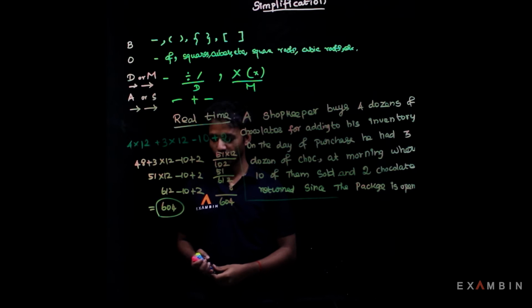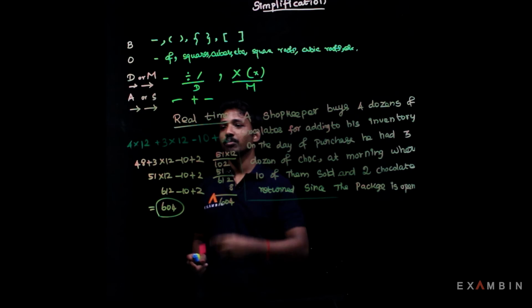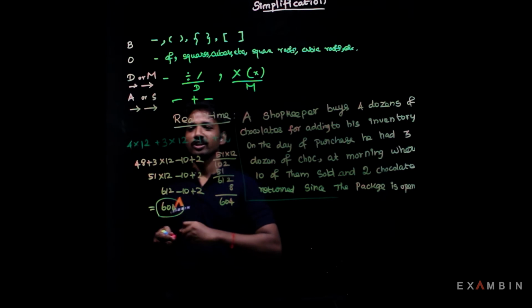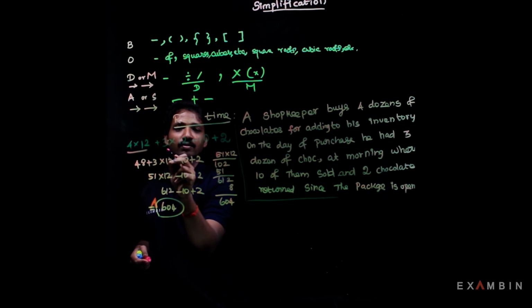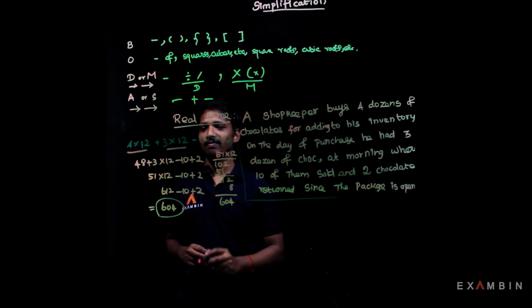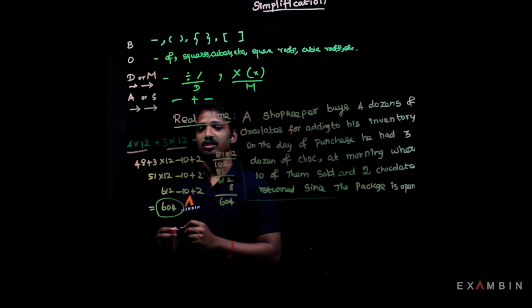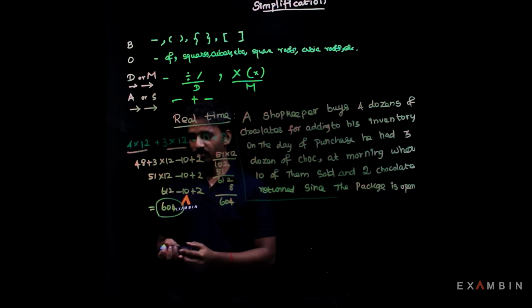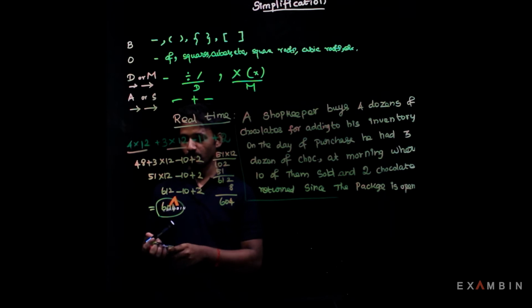So what we have to do is go by the BODMAS rule. First, we need to take care of multiplications. Then we should come back to additions and subtractions. Now we try to solve this by the BODMAS rule.